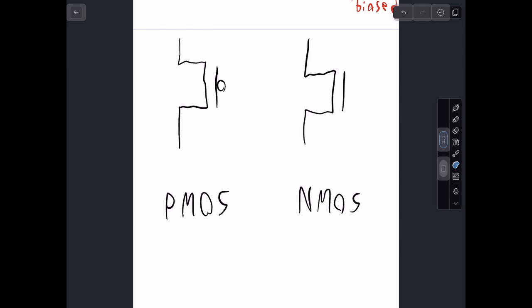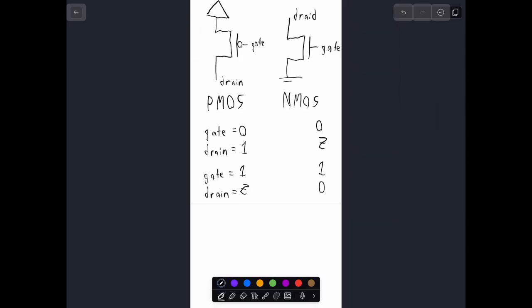So from this, now, we can create a complementary circuit that uses both a PMOS and an NMOS, where the PMOS will only set whenever the circuit must be 1, and then the NMOS must set whenever the circuit must be 0. So let's do this for an inverter, right?